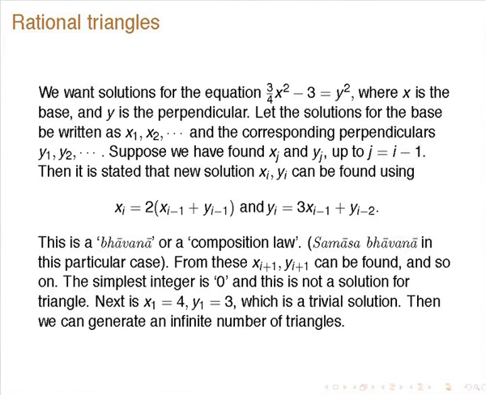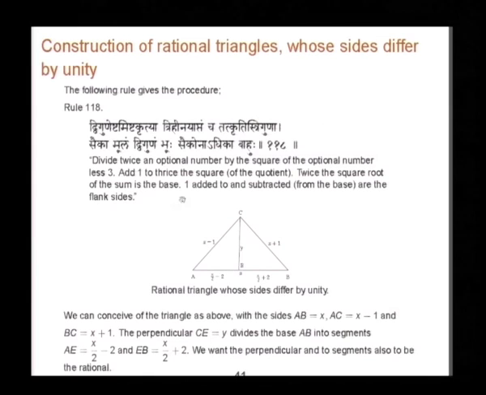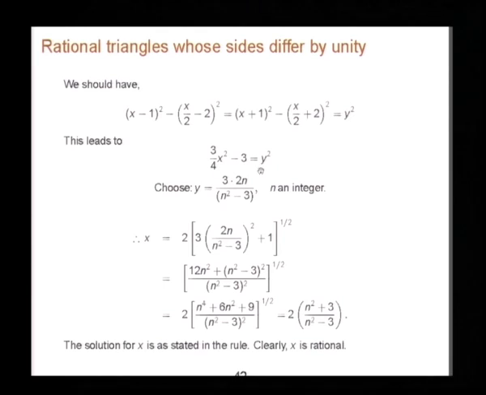I will tell you what he wants to do. See, essentially you are having this kind of a thing. You see, this is a triangle, right? This is a triangle, and considering the fact that these are right angle triangles, one can easily get this result, 3 by 4 x squared minus 3 is equal to y squared. See, x and y should satisfy this relation, where y is a perpendicular. Okay.